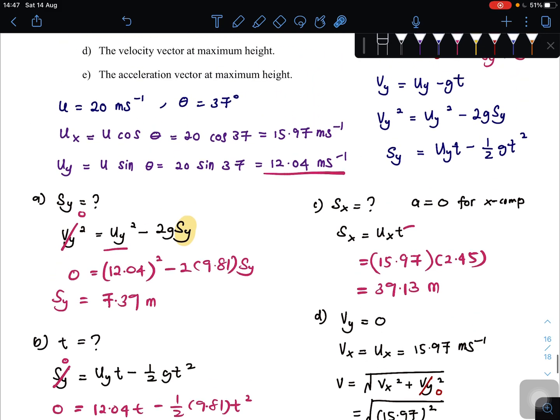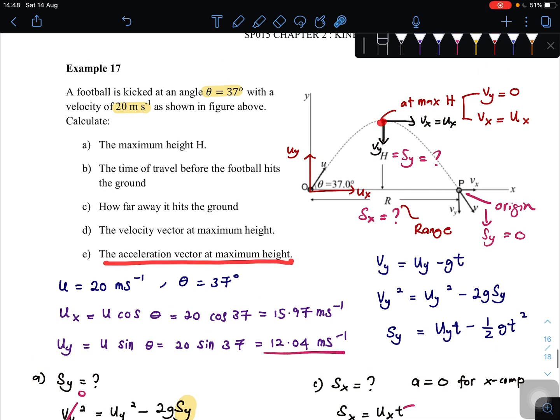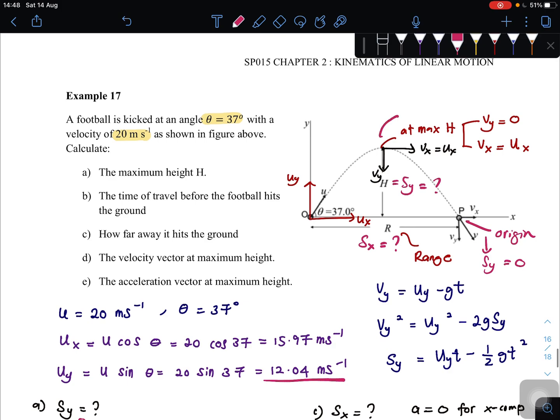Okay? Okay, and last one, we need to calculate the acceleration vector at maximum height. So this one is easy as well. At maximum height, we need to find the acceleration. This one is basically ada sudah dekat dalam nota kamu, dalam table yang Miss buat sebelum ni semasa GM. So dekat maximum height, acceleration adalah sama dengan negative G. Maksudnya acceleration dekat Y component ke bawah.